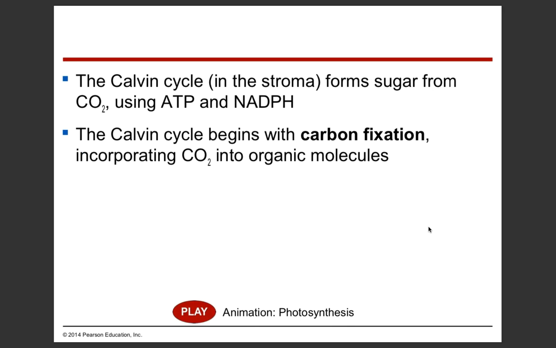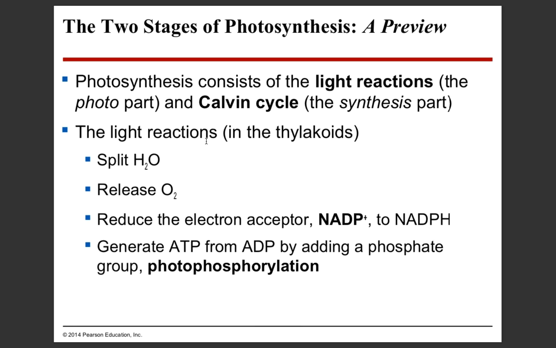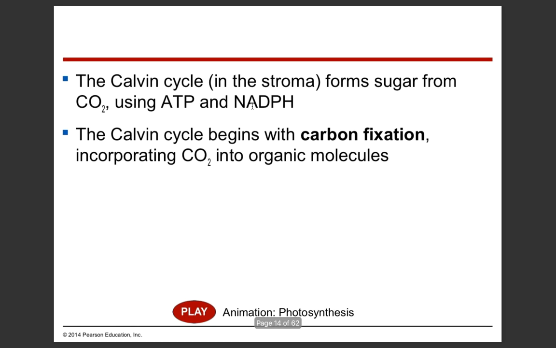Okay, so the Calvin cycle is the second step. It's also called the dark reactions, which is a little bit misleading, but light only interacts with the light reactions. Light is not utilized in the Calvin cycle. The Calvin cycle happens in the stroma, which is equivalent to the cytoplasm, and forms sugar from carbon dioxide using the ATP and NADPH we just made in the light reactions.